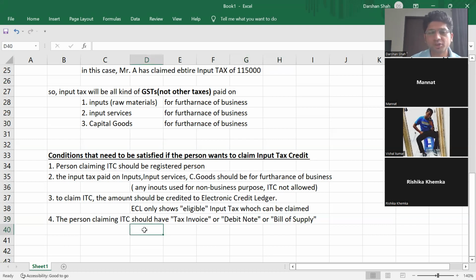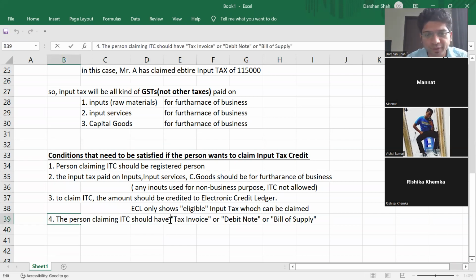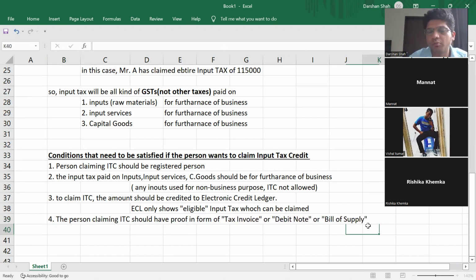So the person who wants to claim ITC should have proof, and that proof can be in form of either tax invoice or debit note or bill of supply. Understand these three different bills, guys? Yes, sir. Okay.